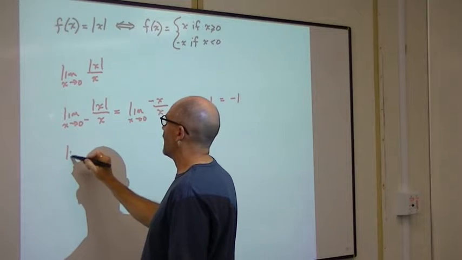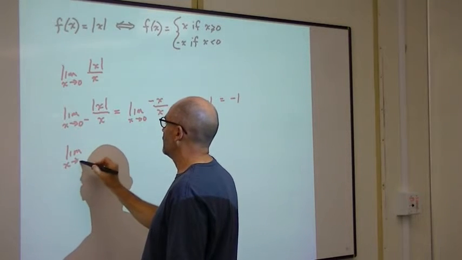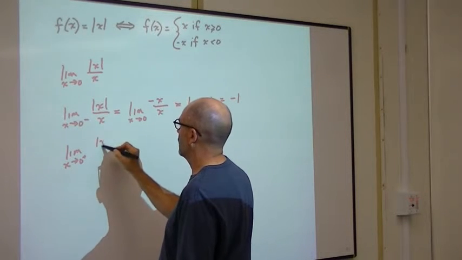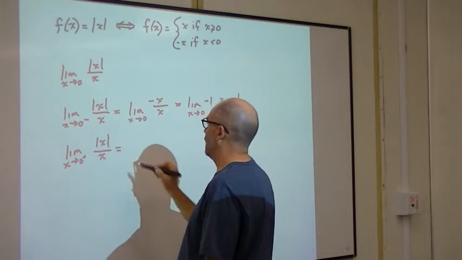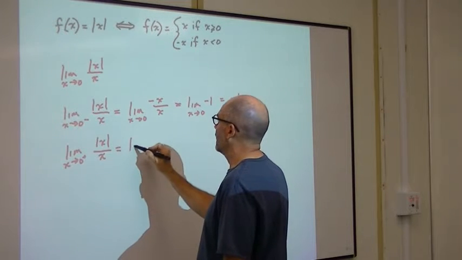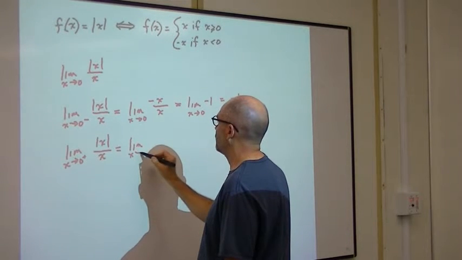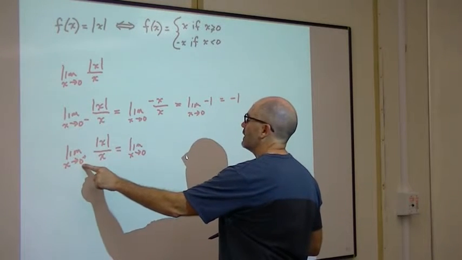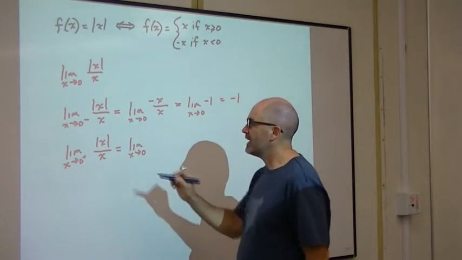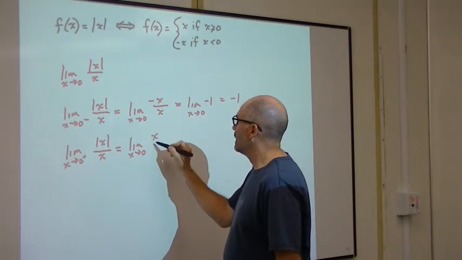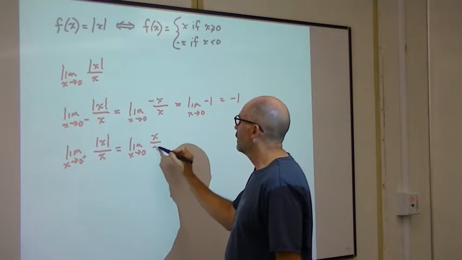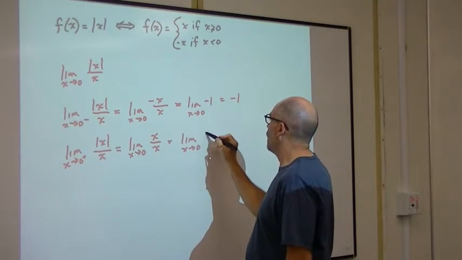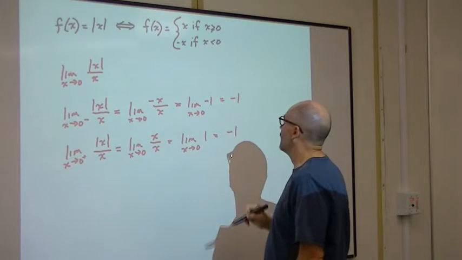All right, now we go to the plus side, the right side. The limit as x approaches 0 from the right side, or the positive direction. Well, the definition of the absolute value function is that as I approach 0 from the right, this is just going to be plain old ordinary x over x, which equals the limit as x approaches 0 of 1, which equals 1.